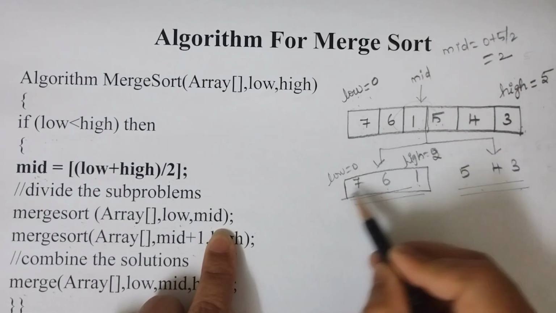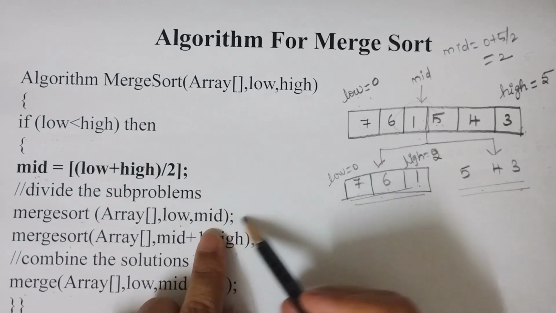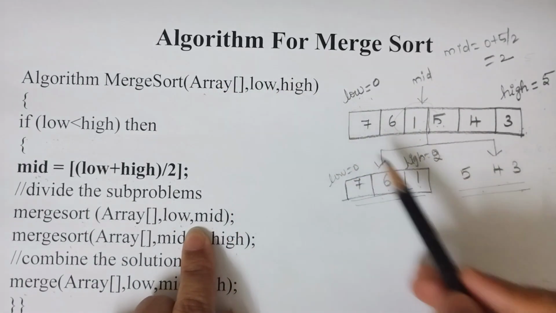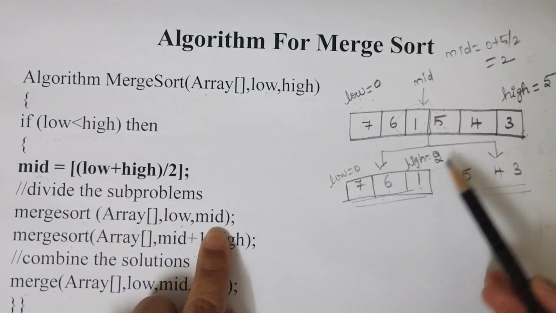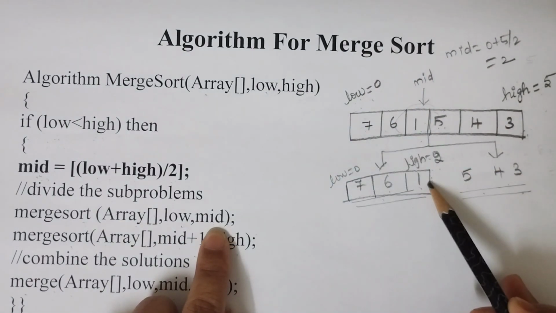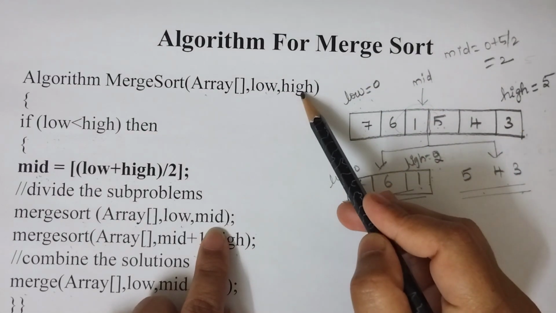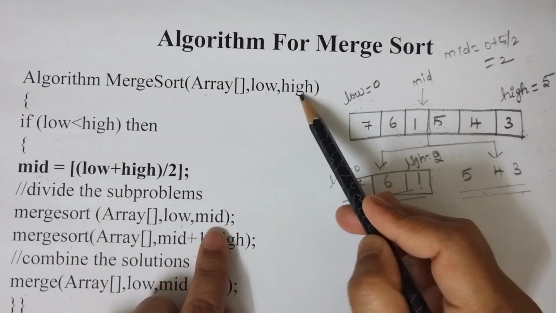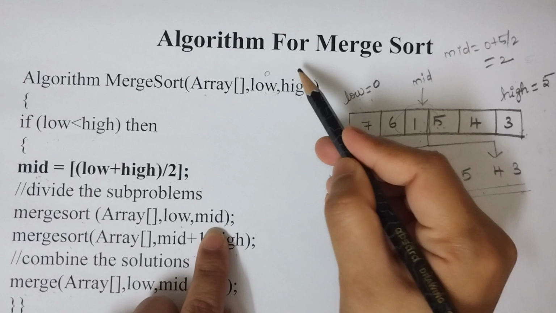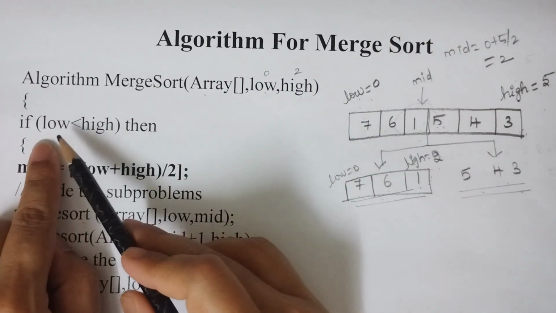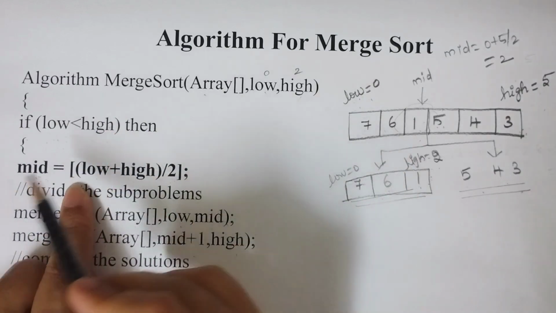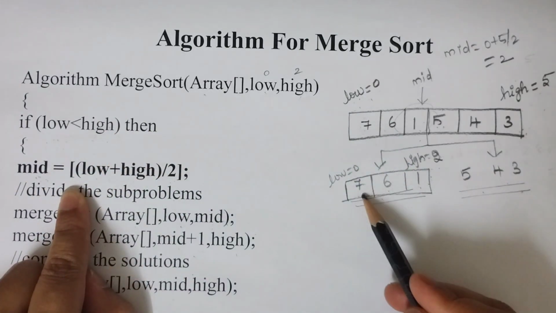Right, now what you're going to do, again you're calling this method, passing this low value as low and passing this mid value as the high value. This is the mid value now, right? So this will be taken as a high value here. Now the value of low is 0 and the high is 2. Again it checks for the condition. Yes, this is true. If this is true, again you need to find the mid value in this array.